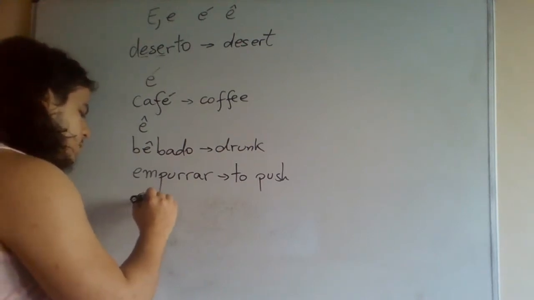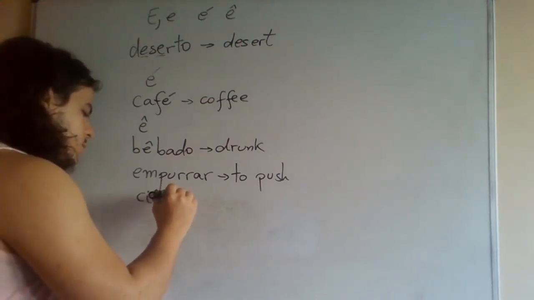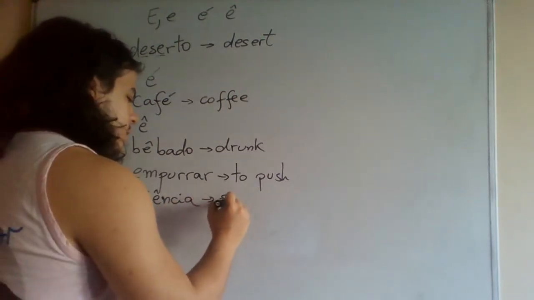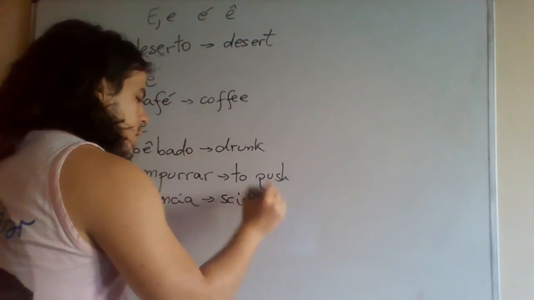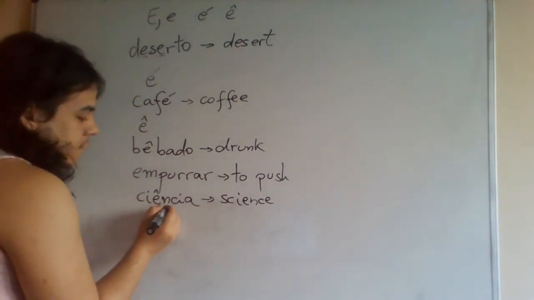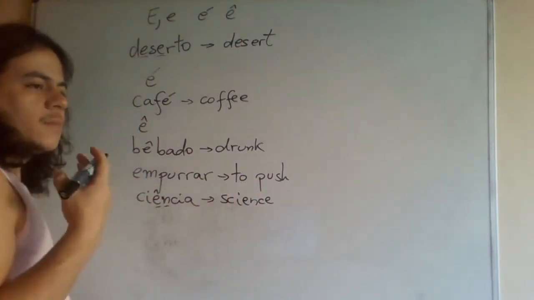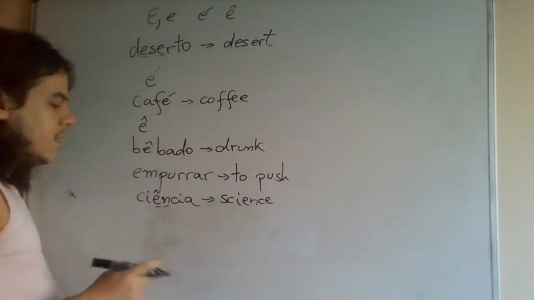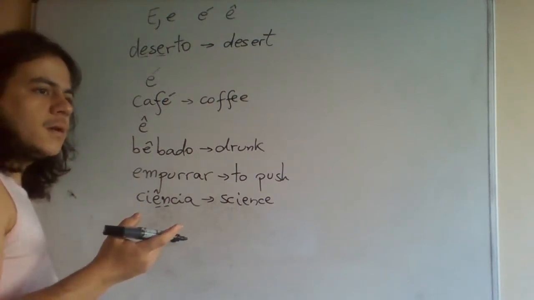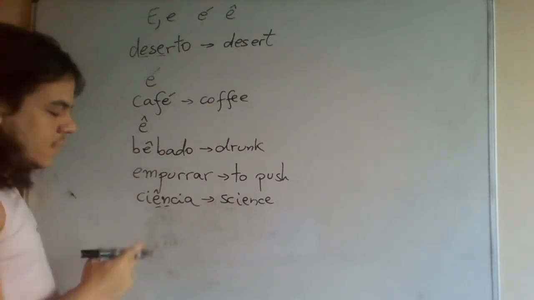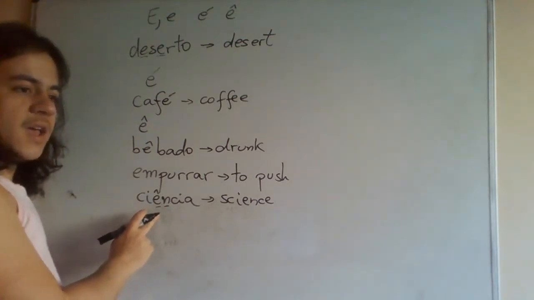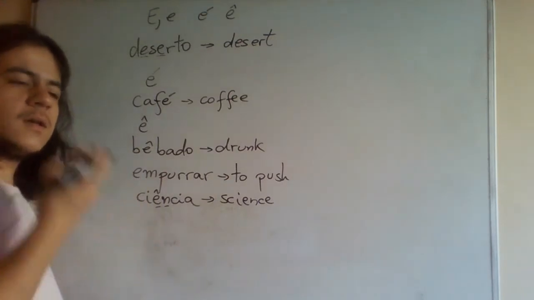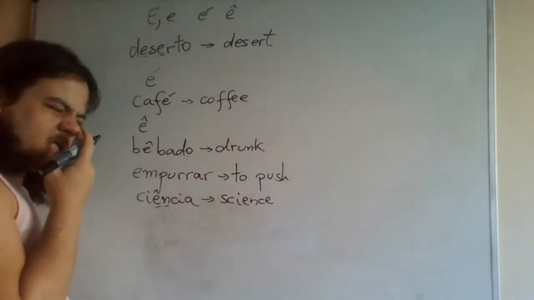Another example. Here, ciência. It means science. So here, letter E before letter N in the same syllable. It's a nasal sound, ciência. It doesn't matter if it has an accent above it, like this. We don't say e ciência, we say ciência. Can you notice the difference? Ciência. It's a nasal sound.